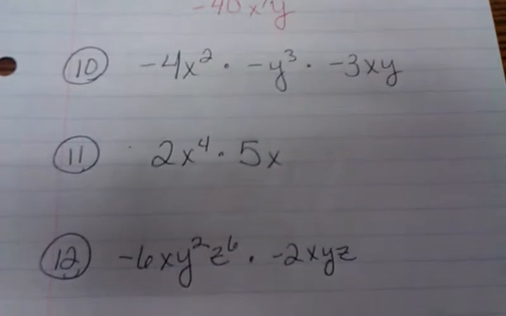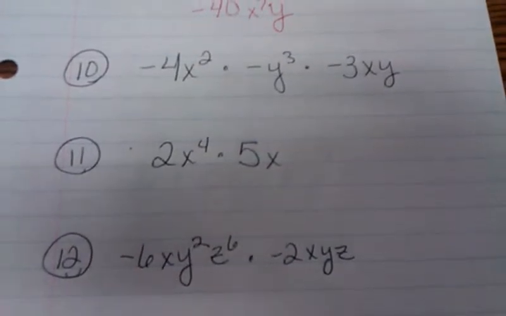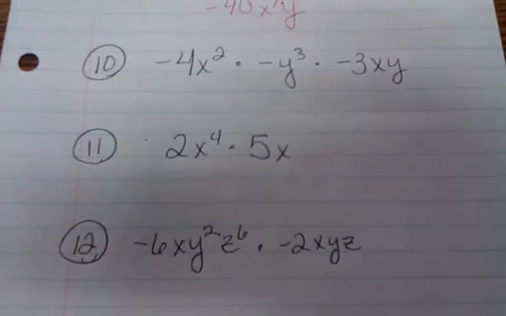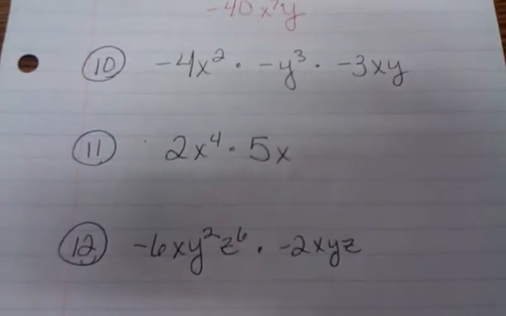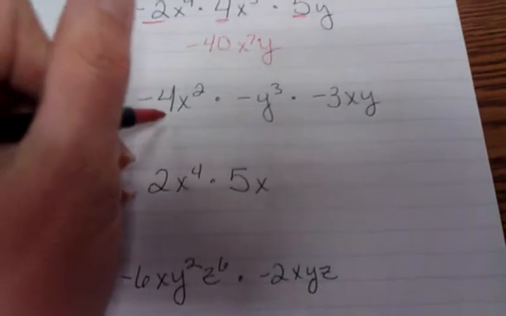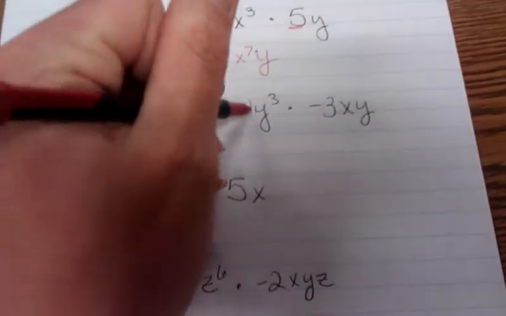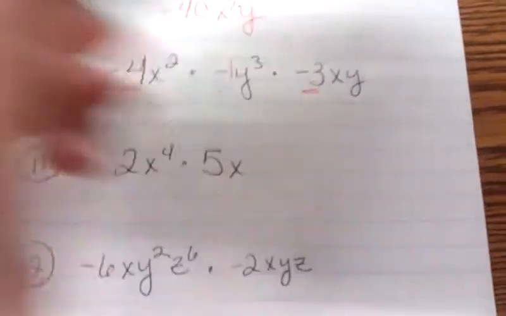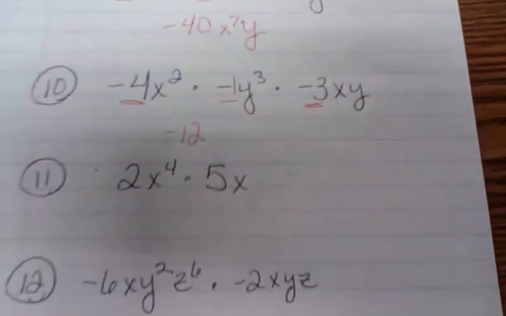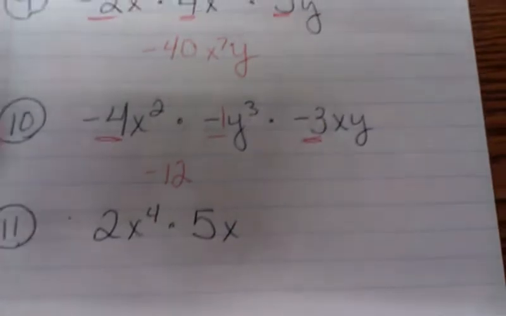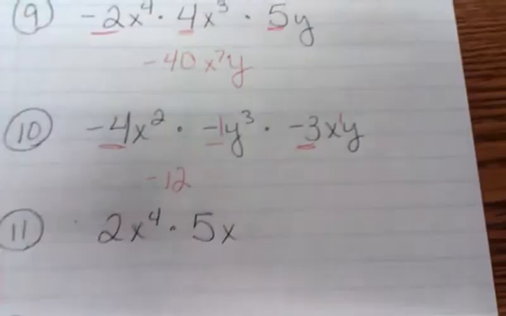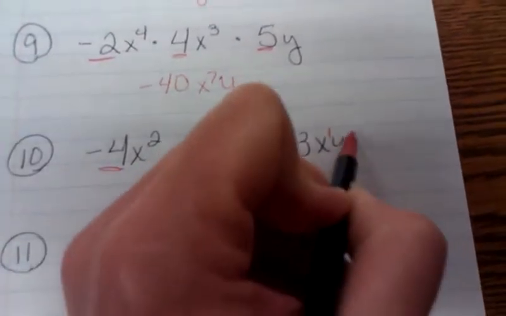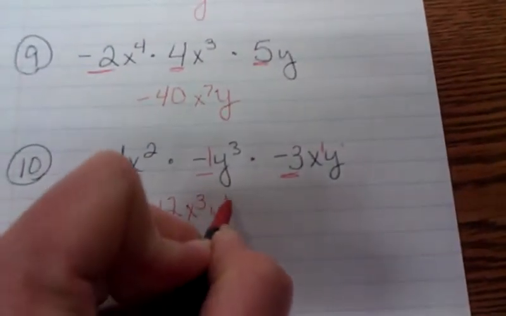Now we have 10, 11, and 12. I would pause the video, do those 3 problems, and come back and see how you did. Alright, I have negative 4 times negative 1, which is 4, and 4 times negative 3 is negative 12. I have an x here, there's an x to the third power, y and y to the fourth power.